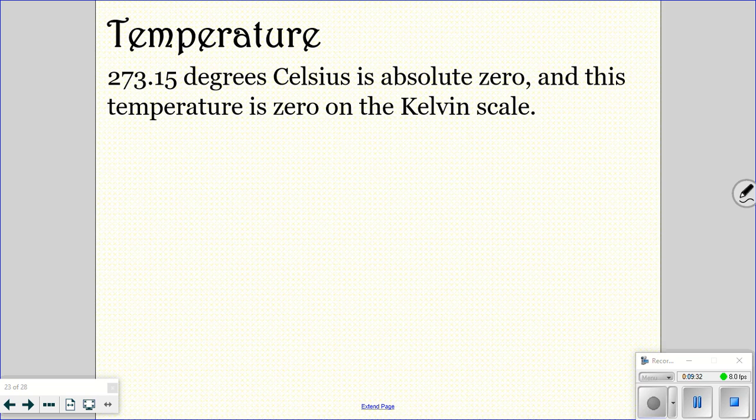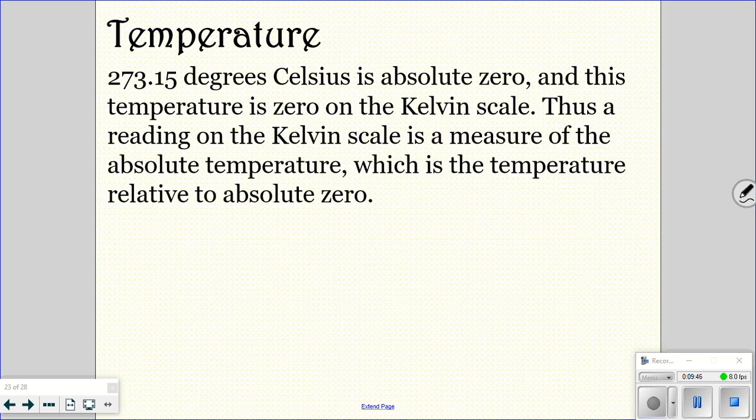273.15 degrees Celsius is absolute zero, and that temperature is 0 on the Kelvin scale. So hopefully you have heard of Kelvin before. Kelvin is the absolute 0 for temperature. Thus, a reading on the Kelvin scale is a measure of the absolute temperature, which is a temperature relative to absolute 0. So that's how Celsius and Kelvin are related.